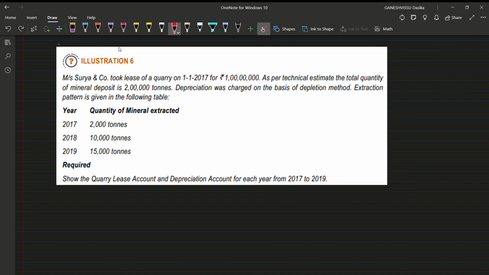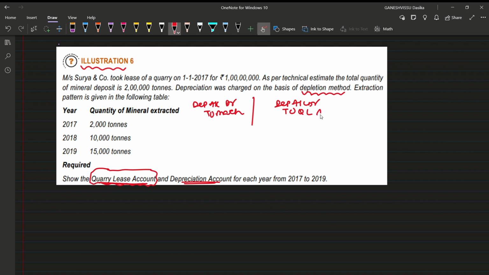So, hello guys. Now let us discuss illustration number 6, which is of the depletion method. We need to show the quarry lease account and depreciation account. By the name of quarry lease, don't confuse. It is similar to a machinery account only. If we want to charge depreciation on machinery, we write the entry depreciation account debit to machinery account. But here we are going to write the entry depreciation account debit to quarry lease account. Simply, that is the difference. Only that much is the difference.